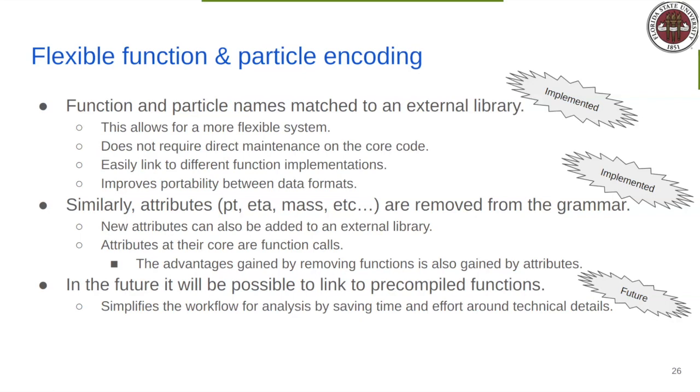So currently we have functions compiled with the code, but in the future, what we would like is for not just the names and the parameter list, but the definition of the function to be in a pre-compiled library. And that would just make linking to new functions easier. If you want to implement a new function, you won't have to compile the whole core code. You just compile that function and put it into this pre-compiled library, and then off you go.